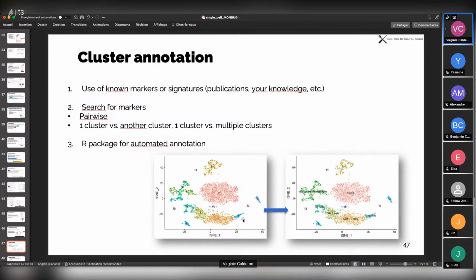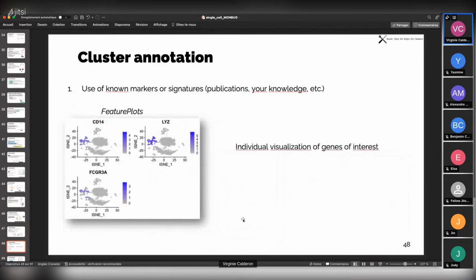So you can search for markers, and then if you know some of them, say, okay, this one is CD4 T cells because these genes are expressed. But usually, as a bioinformatician, you don't know this. So of course, they have developed R packages for automated annotation, and I will talk a little bit about this because I have tried it, and in some cases, it has really good performance.